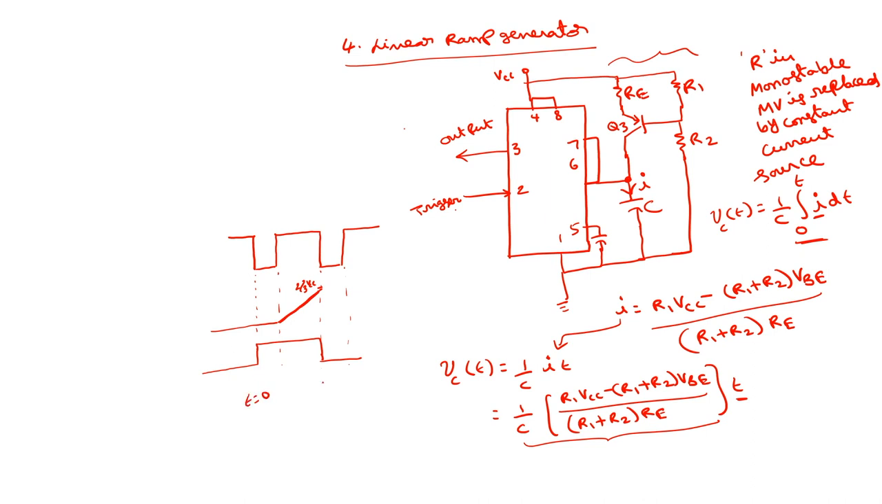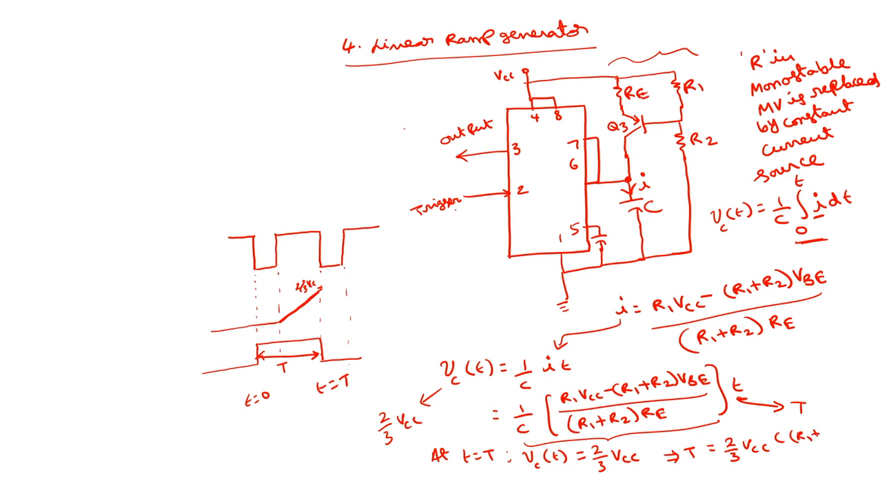If I start this as t is equal to 0, and t is equal to T, this duration is T. So at t is equal to T, Vc of t is equal to 2/3 VCC. If you substitute 2/3 VCC here with t, you will get the expression for T as 2/3 VCC into C into R1 plus R2 into RE, divided by R1 VCC minus R1 plus R2 times VBE. This is the time period of this ramp signal.